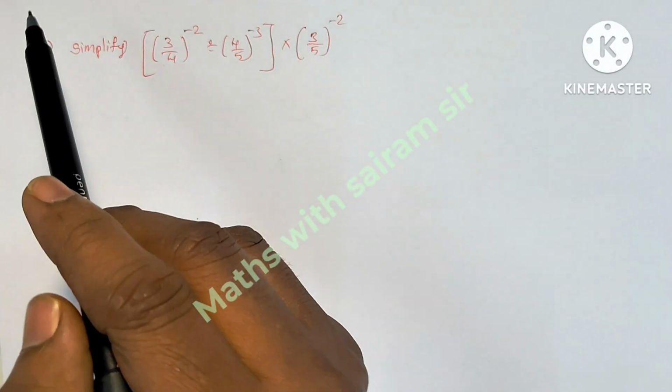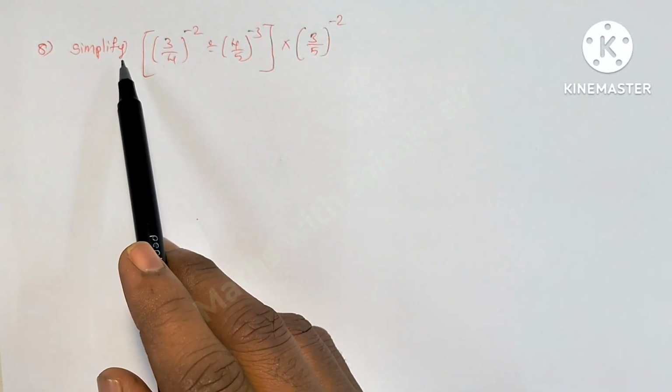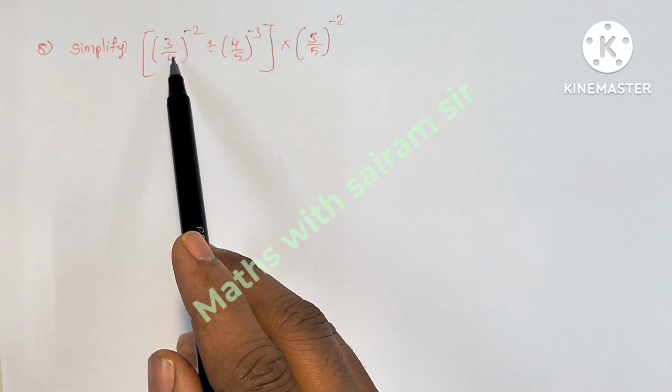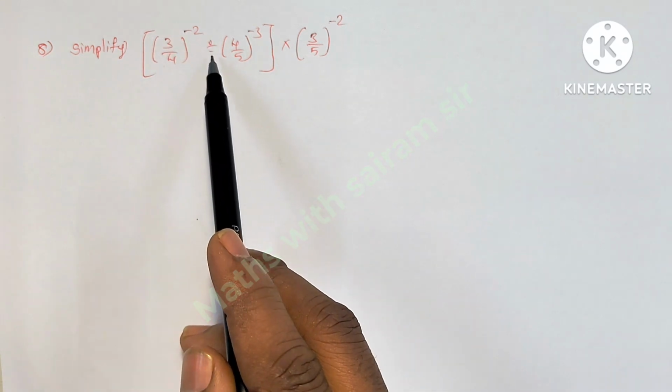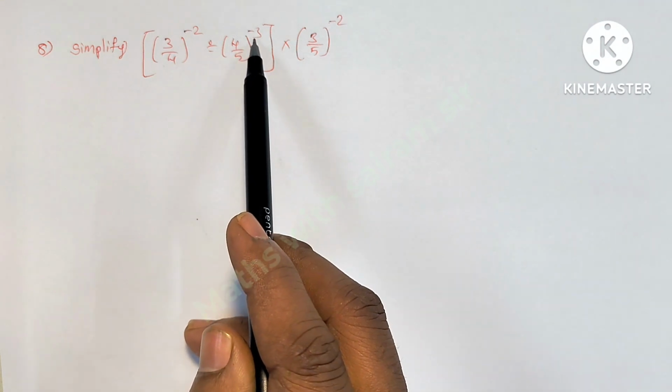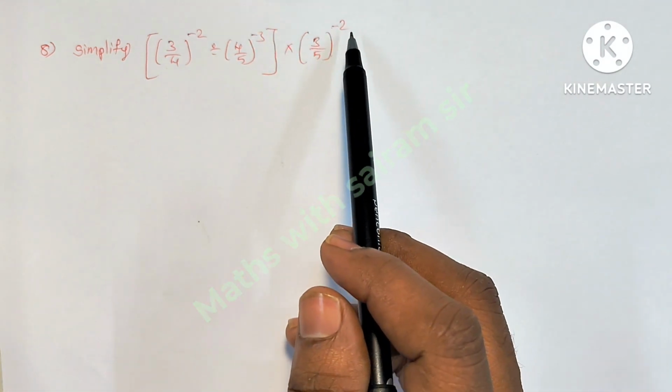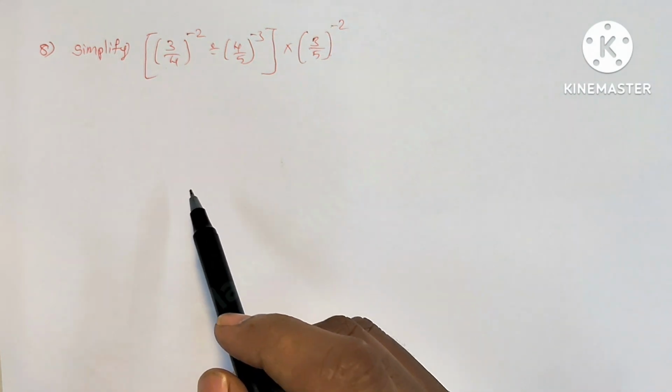Now we are going to discuss the 8th problem from exercise 4.1. Let us observe the question. Simplify (3/4)^(-2) divided by (4/5)^(-3) into (3/5)^(-2).